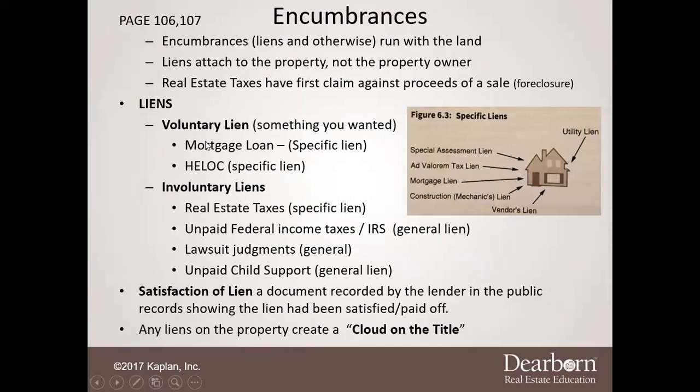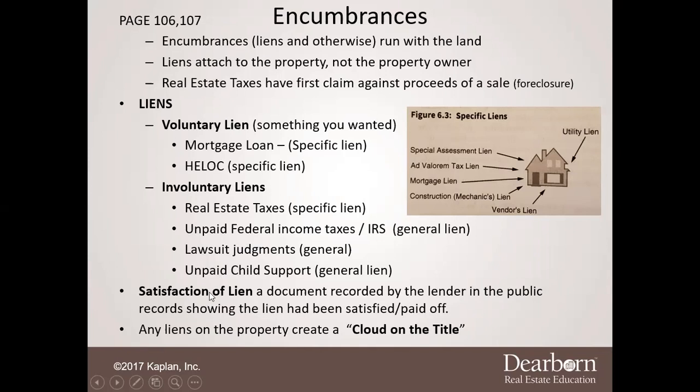Liens that are voluntary are ones that you created, something you wanted, like a mortgage lien, you went out of your way to get that, or a home equity line of credit, you went out of your way to get that. Involuntary liens are ones that you did not create or did not want, but you still have to pay them, like real estate taxes, unpaid federal income taxes, IRS liens, lawsuit judgments, or child support. These are liens that could affect all the property that you own, not just one.